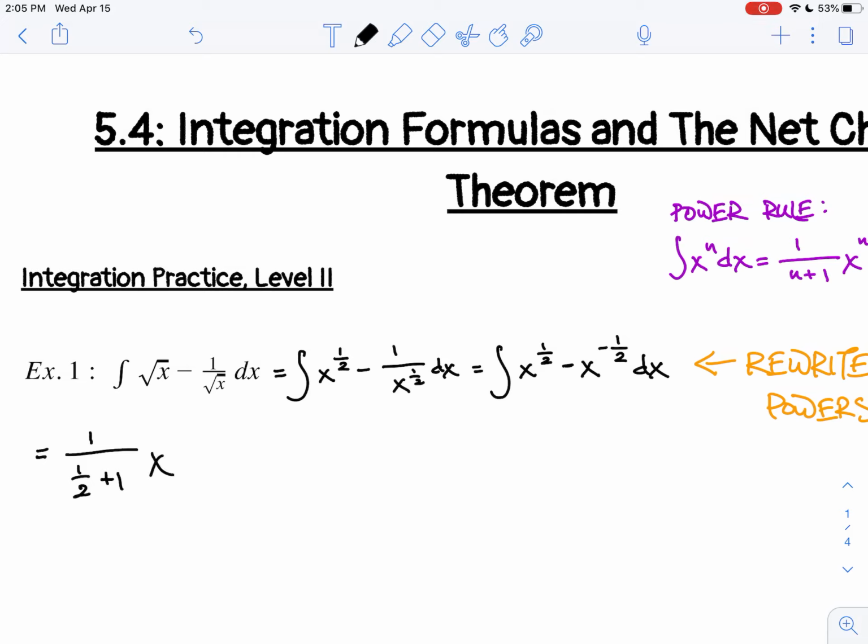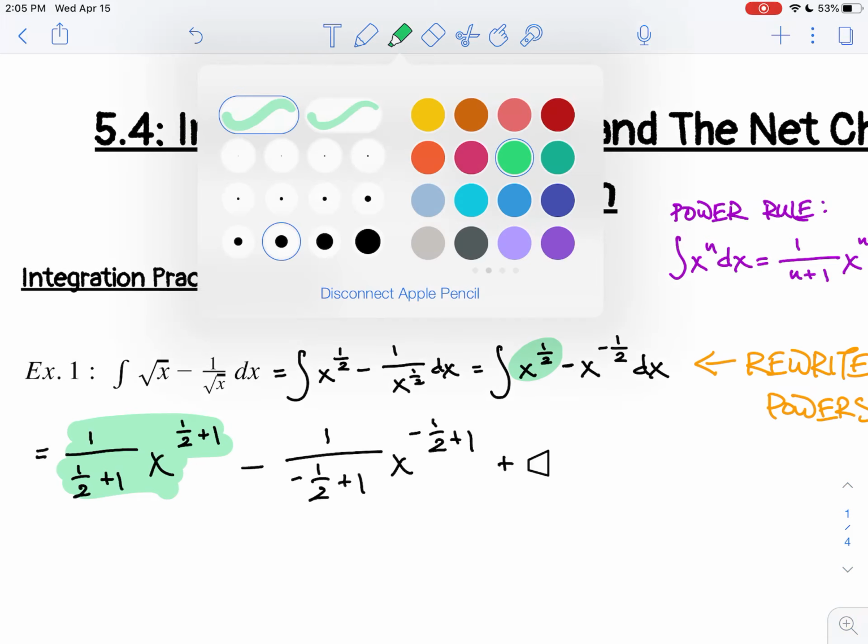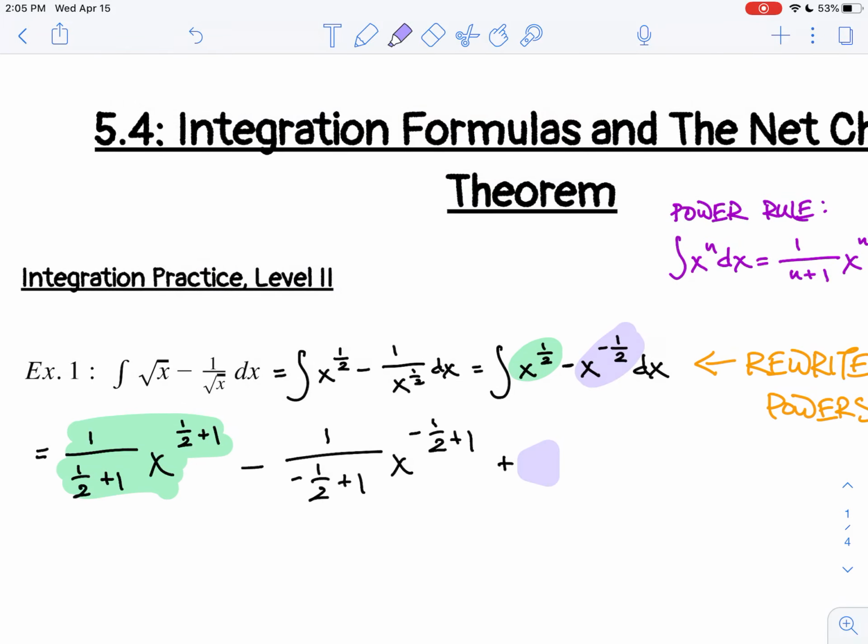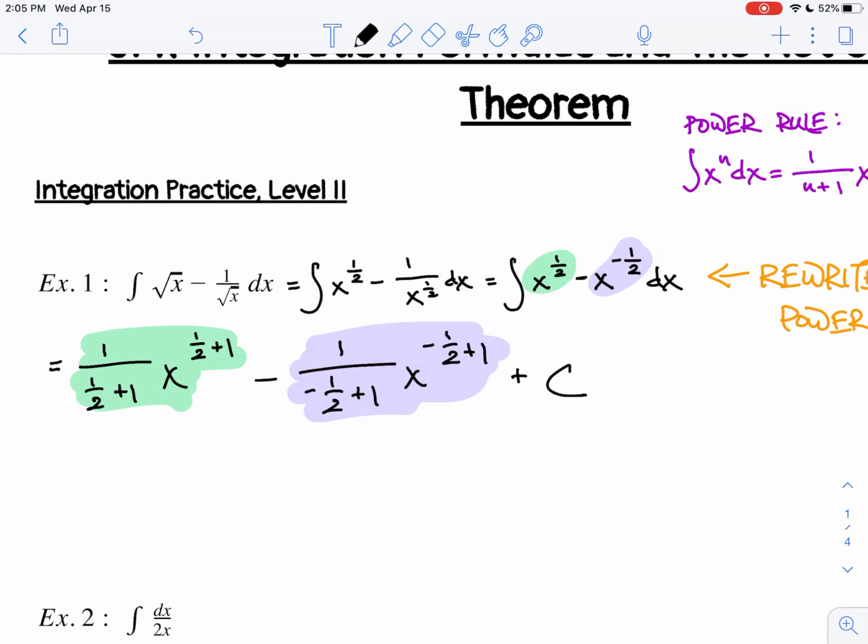In example number one, the first term is x to the 1 half, so it's going to be 1 over 1 half plus 1 times x to the 1 half plus 1. That takes care of the first term. So this becomes this when you integrate it, minus, let's set up the next one, 1 over negative 1 half plus 1, x to the negative 1 half plus 1. And then because there's no bounds, I want to make sure and put that plus c at the end right now so I don't forget. This became this part, and then we need that plus c back.